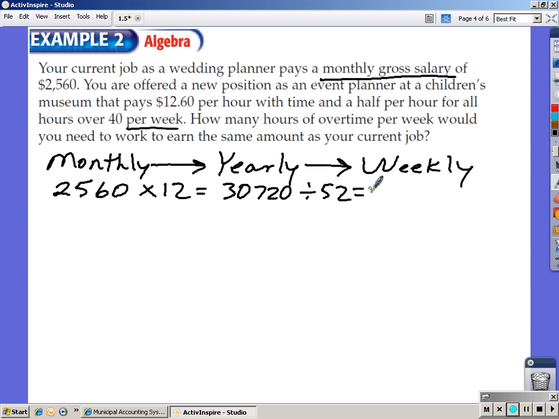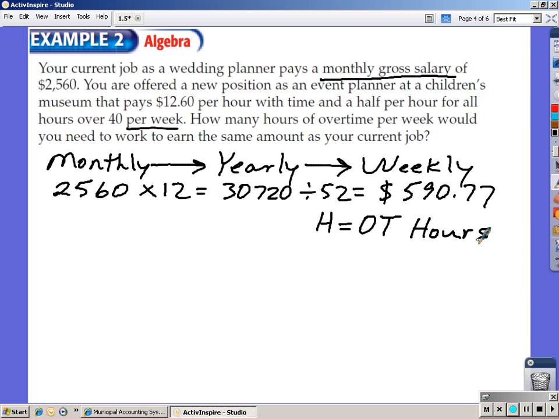Divide it by 52, and I come up with a weekly salary of $590.77. Now I can compare apples to apples. I know what I make weekly with my current job as a wedding planner. Now I need to figure out how many hours of overtime per week I need to work. So I need to identify a variable. I'm going to let H equal my overtime hours.